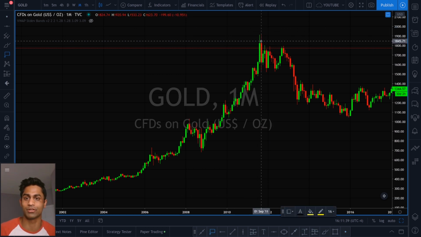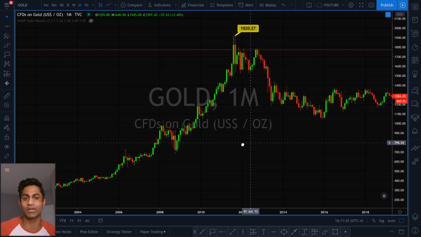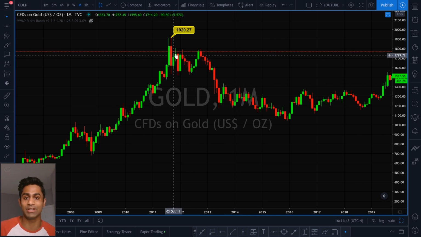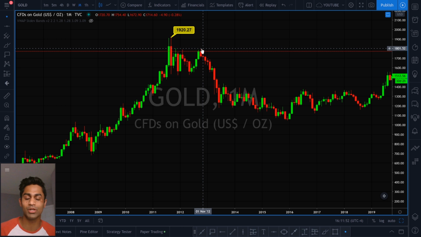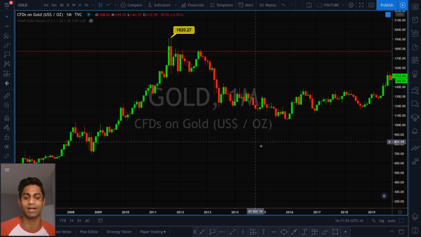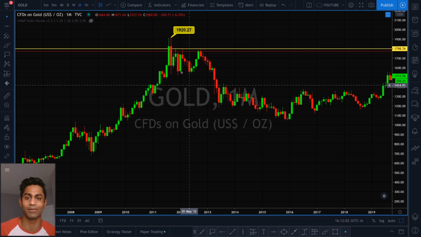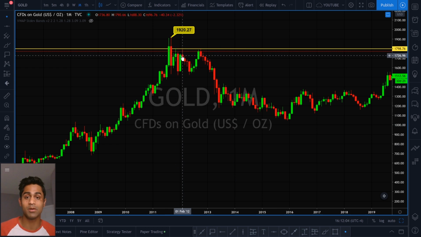The high value for this was $1,920 an ounce, so we're talking right around there. This is going to be the all-time high for gold prices. Since then, you guys can see that it consolidated a little bit at around the 1790 level before getting rejected and pulling back. That is a very clear form of resistance at around the $1,798 to $1,800 level because it has gotten rejected multiple times.